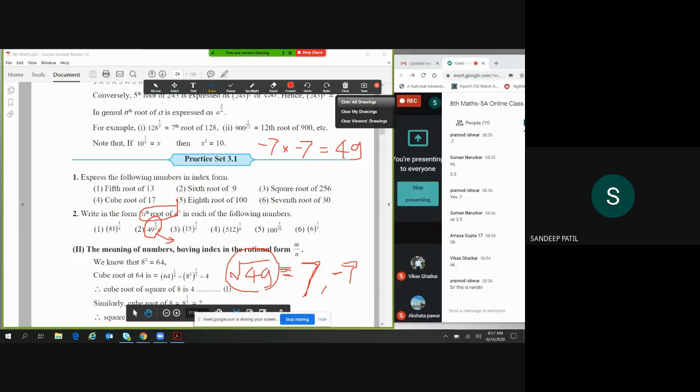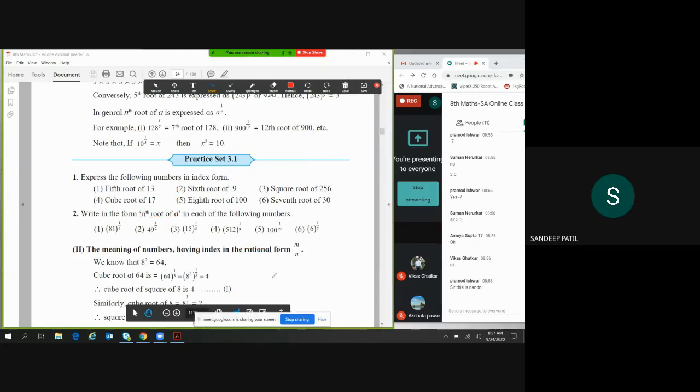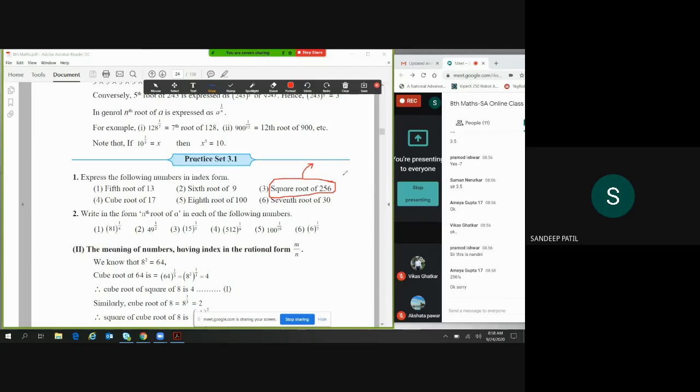So I will pose another question here, like square root of 256, what is the answer, right? What will be the answer? Now you know the two formats, so you can write square root of 256 becomes... I don't need the index format, but what is the answer? Like for square root of 49, we wrote 7 and -7, right? Similarly, for square root of 256, how can you write?